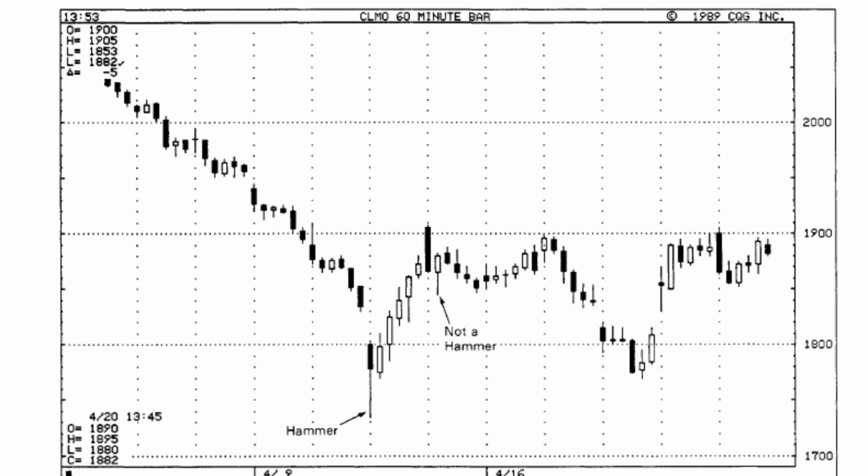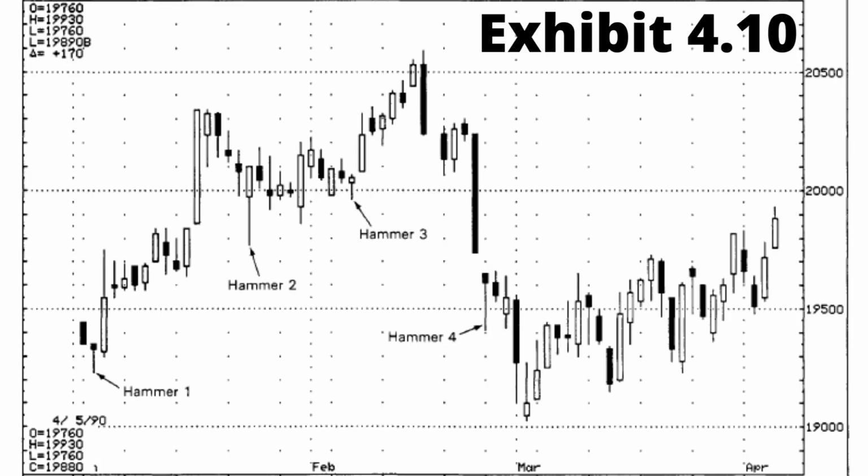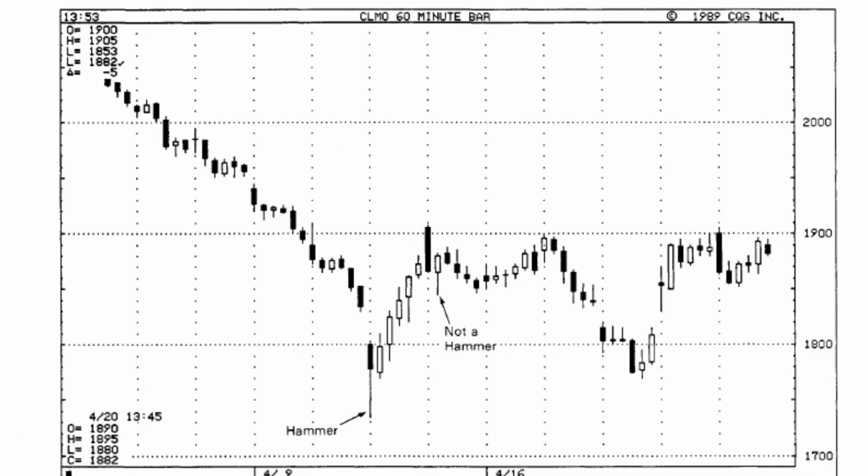For example, an hourly session would have a candlestick line that uses the opening and close for that hour in order to determine the real body. The high and low for that hour would be used for the upper and lower shadows. By looking closely at this chart, one can see that a hammer formed during the first hour on April 11. Like hammer 4 in exhibit 4.10, prices gapped lower but the white candlestick which followed closed higher. This helped to confirm a bottom.